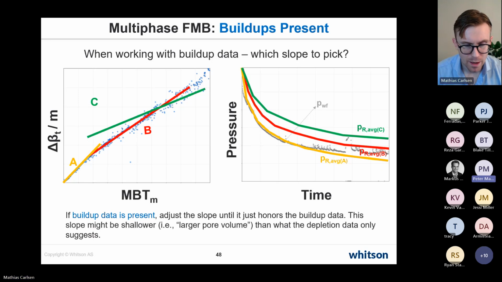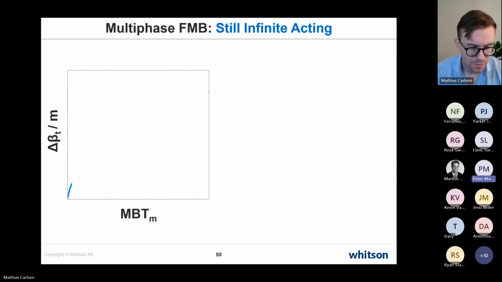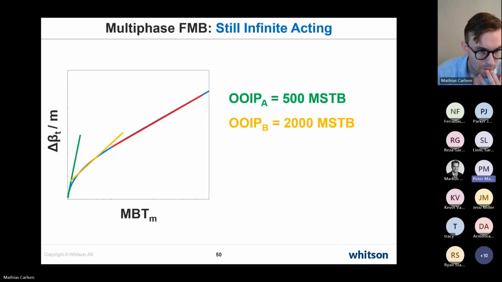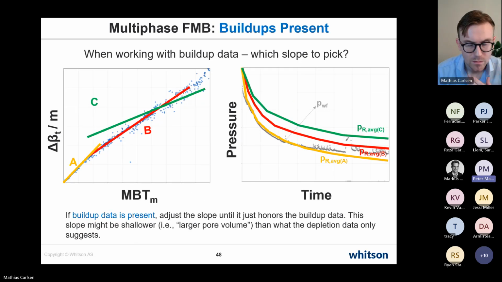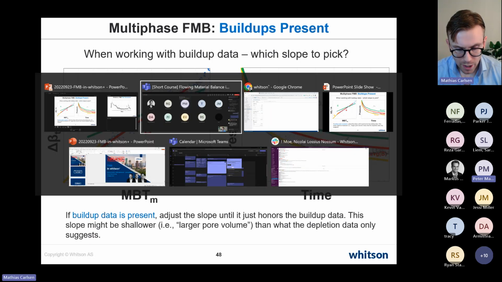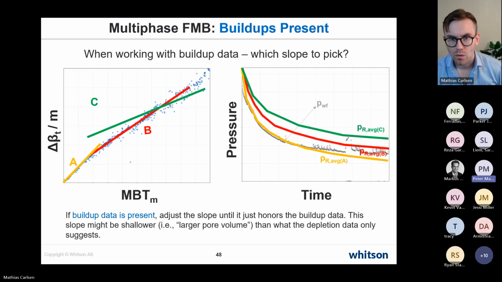Hey, Matthias, kind of related question on this. Go back to that slide you were on before, I guess slide 48. I know it's kind of a graphical thing, but that slope C doesn't actually fit the data, even though it does honor the buildup data. Is it more important to honor that buildup data? Even if that slope doesn't match, really the slope of the data there.